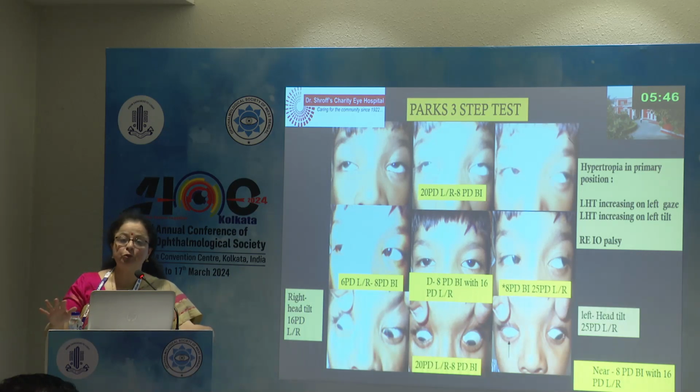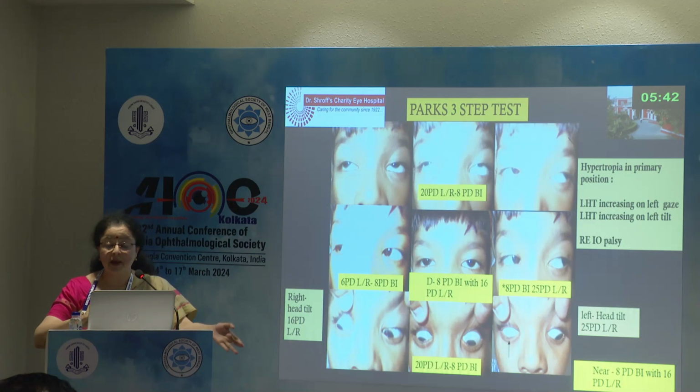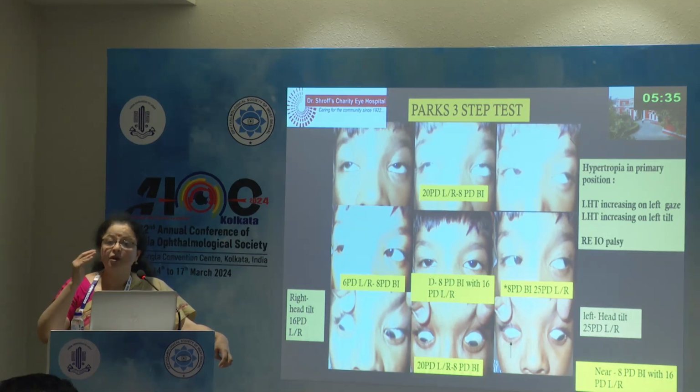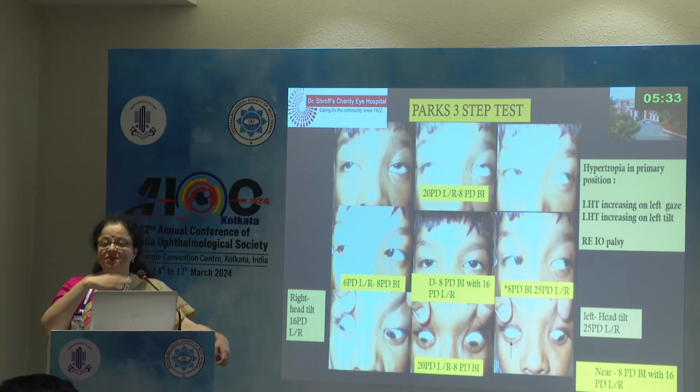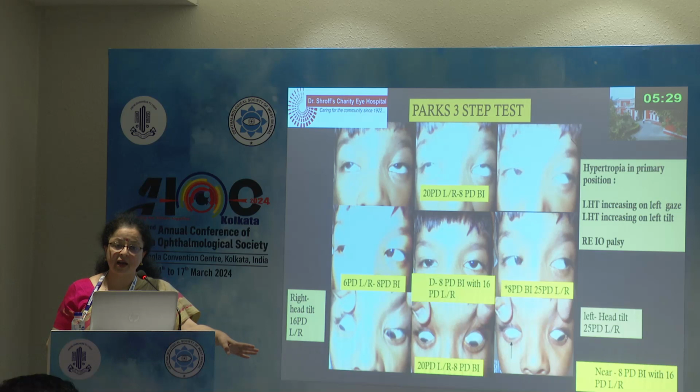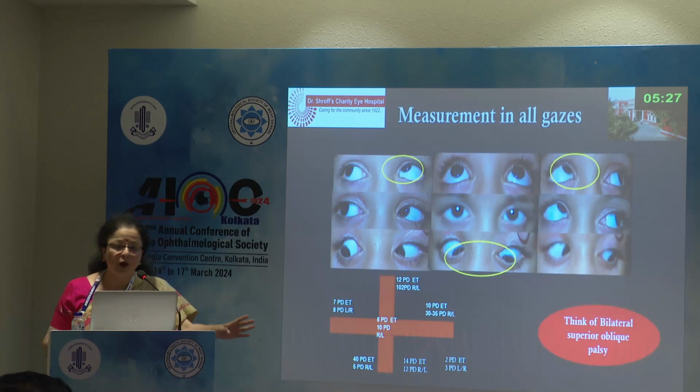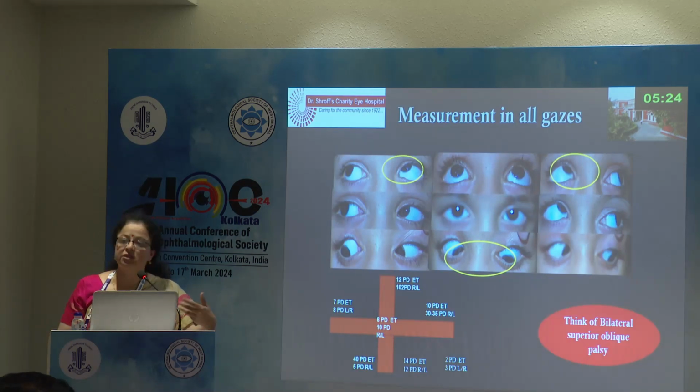We also need to differentiate whether it is a hypertropia or, as Dr. Sujata ma'am presented, a DVD. So we know that when there is a DVD, the other eye does not come up. Whereas when there is a hypertropia, this eye is coming down and then the other eye is coming up. This is how you differentiate between a DVD and a hypertropia. These are very important so that you do not make any surgical errors.